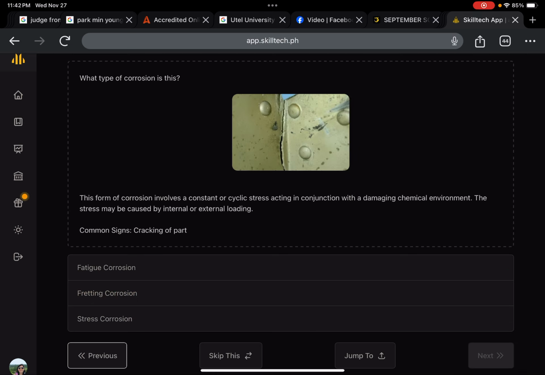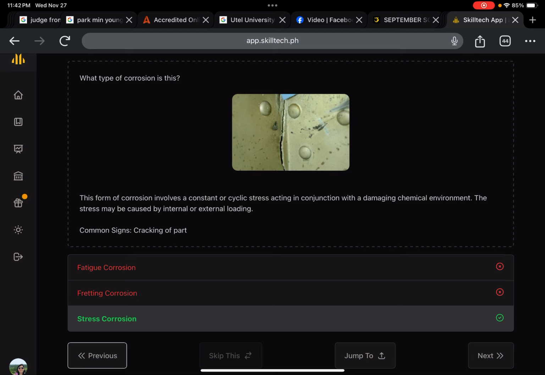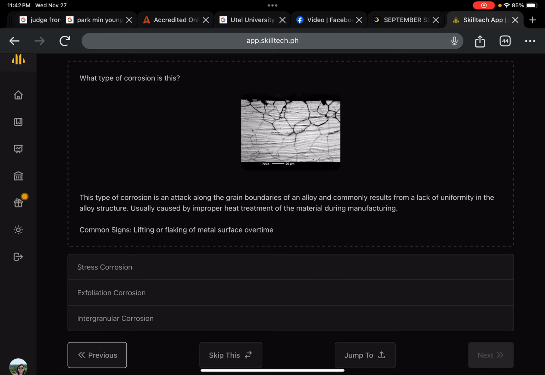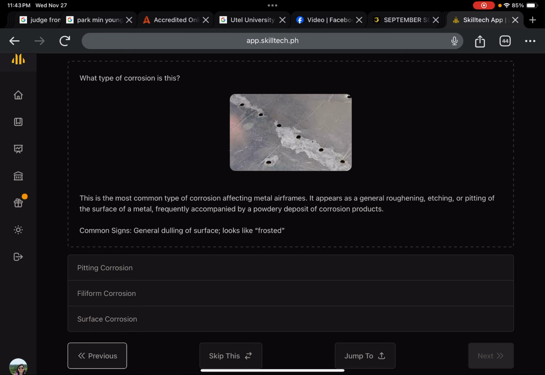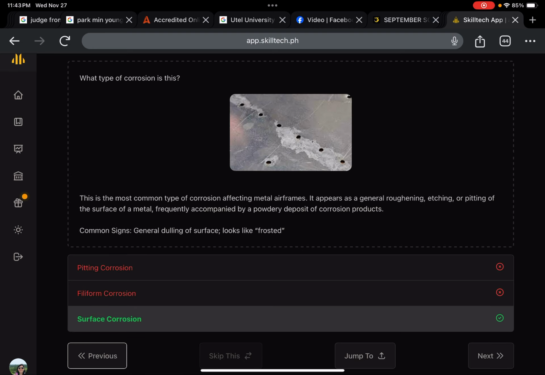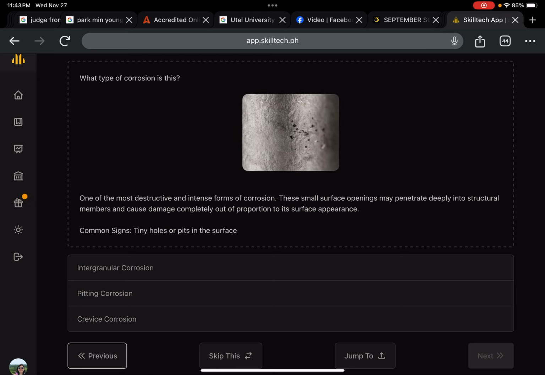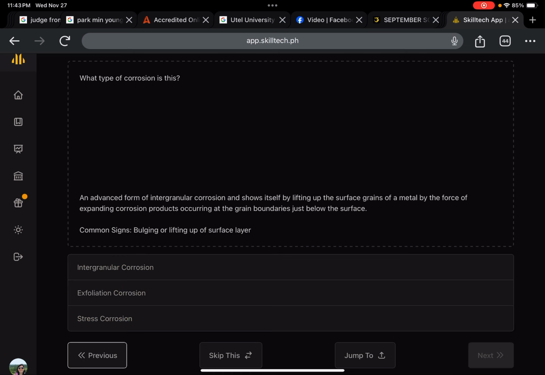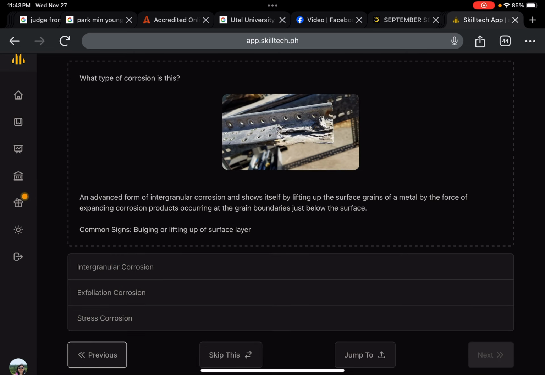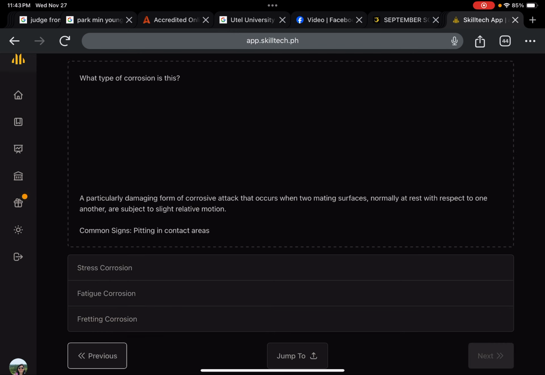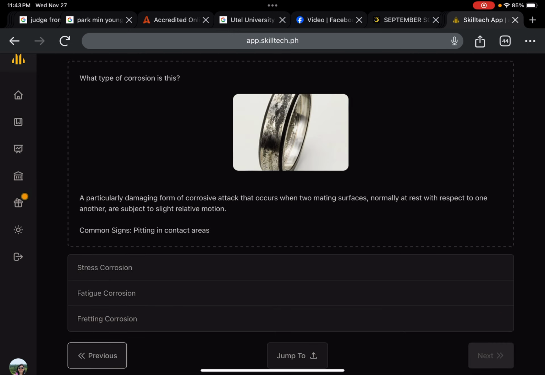Then we have here stress corrosion, and then we have intergranular. We have the surface corrosion, most common. This one is our pitting, and then exfoliation. And then we have here corrosive attack, so fretting.